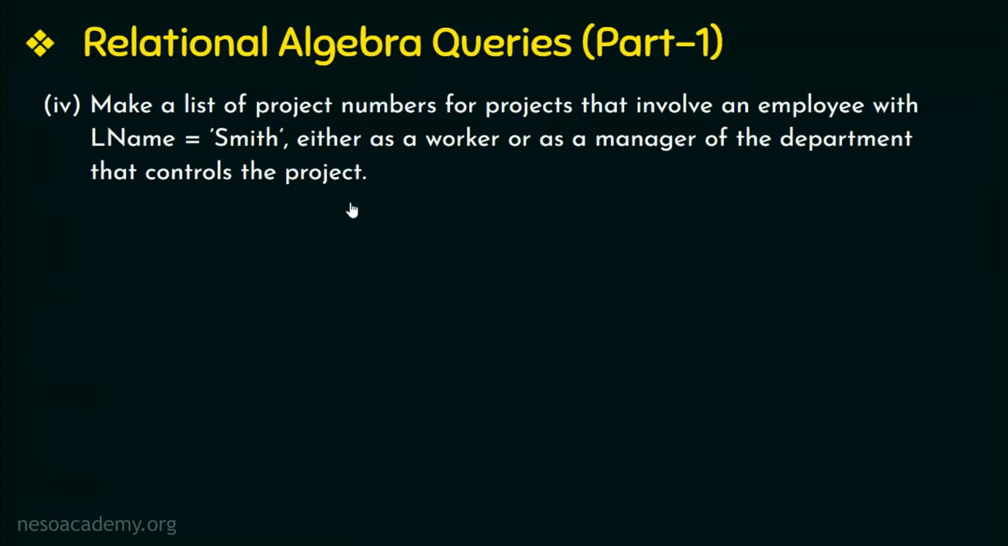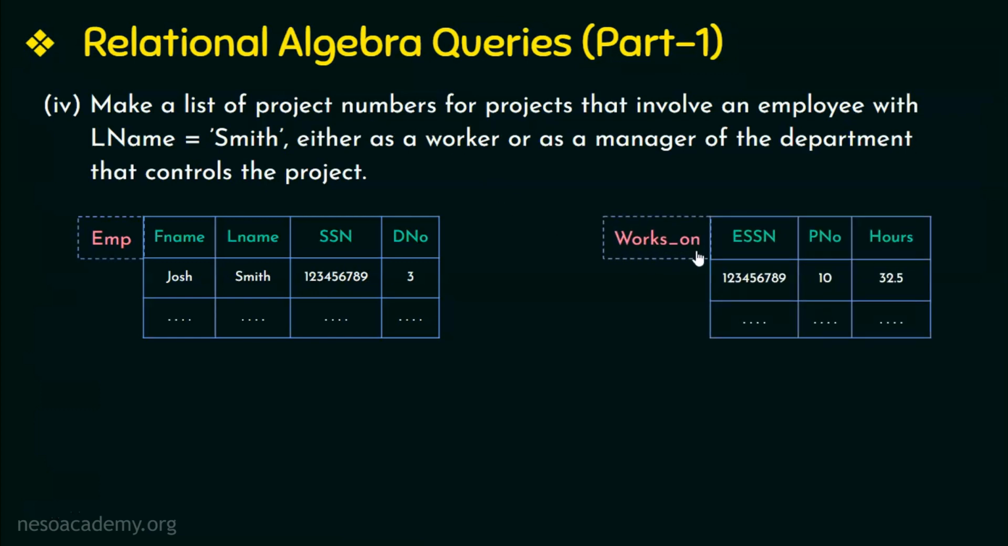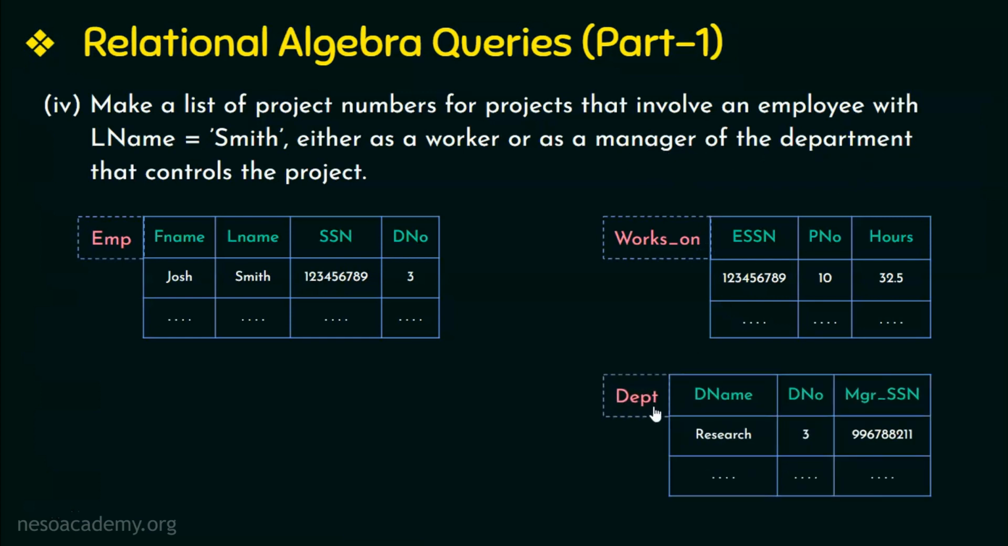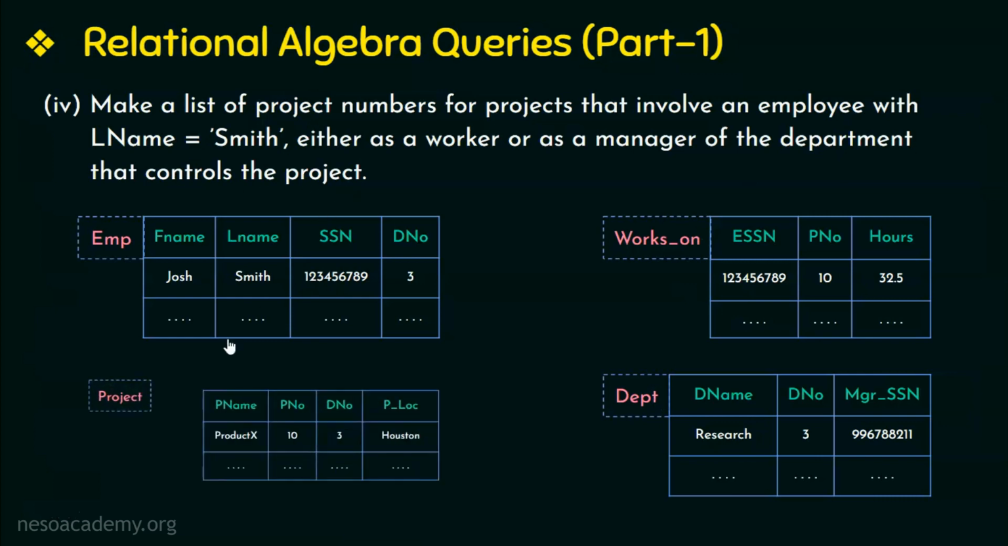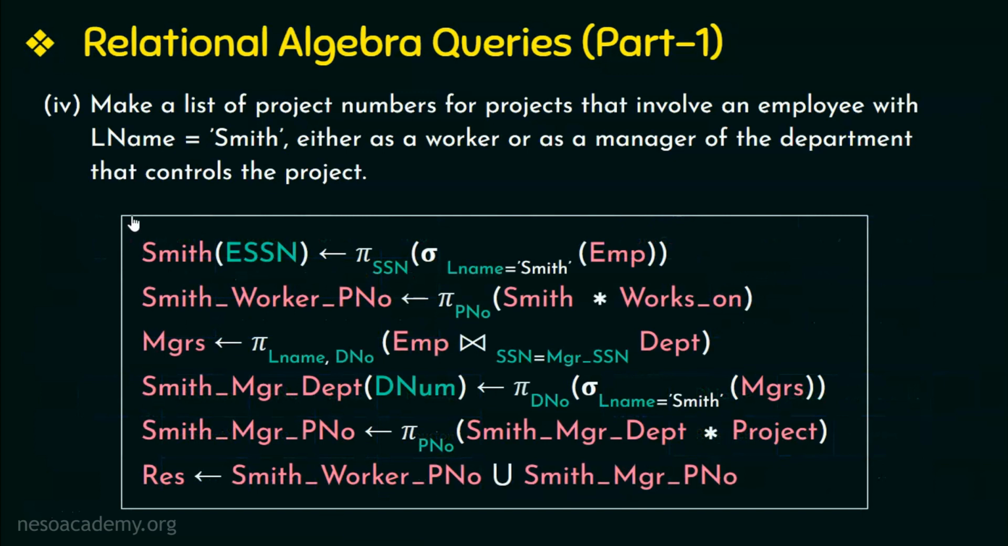From this question, we see that to know which all employees have last name as Smith, we get it from the EMP relation. The project numbers on which the employees work on is present in the works on relation, and we can know the managers of the department from the department relation, and to know which department controls which project, we get it from the project relation. So this is the solution. Let us discuss this query step by step.